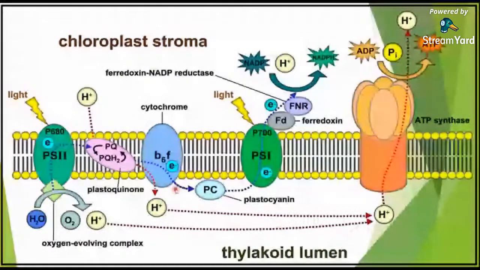Now, the electrons which are moved towards the plastocyanin will move towards the PS1 center, which is the P700 center, and it will go to the iron sulfur protein. From that iron sulfur protein, it will reach the ferredoxin, and then after ferredoxin, there occurs the conversion of NADP to NADPH, and this NADPH and ATP are utilized in the Calvin cycle in the stroma part. So this is the structure of the thylakoid membrane.